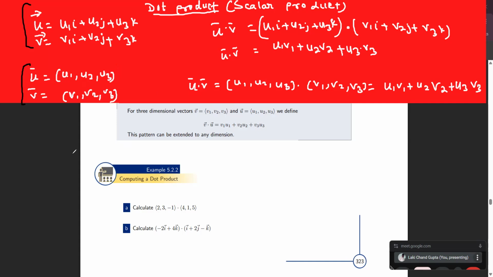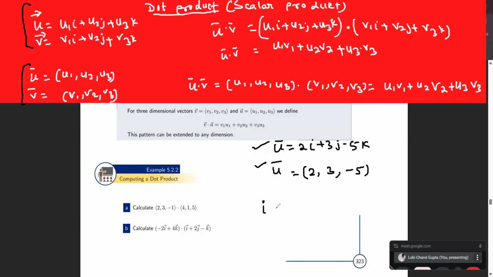But what are the i and j there? i, j, k: i represents the first component, the x-axis, j represents the y-axis, and k represents the z-axis. Suppose 2i 3j minus 5k is written. It means the vector is 2 units in the x-axis, 3 units in the y-axis, and minus 5 units in the z-axis. So you can express it in this way or in this way.